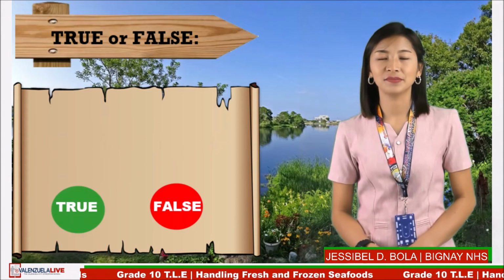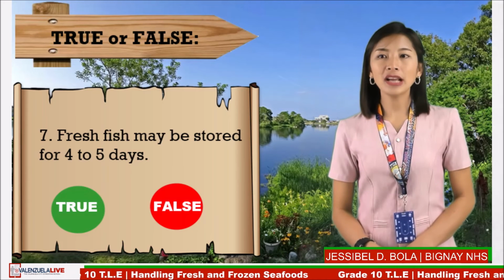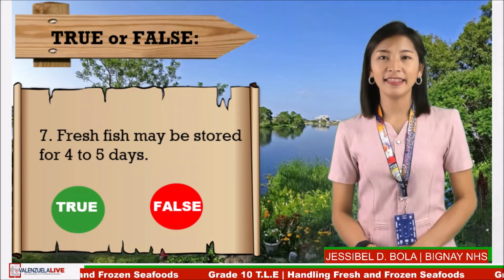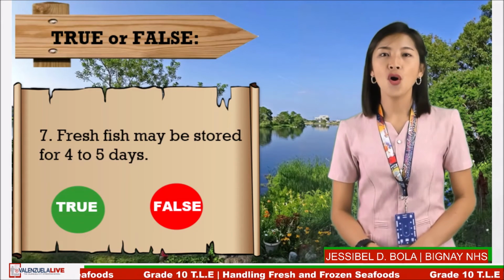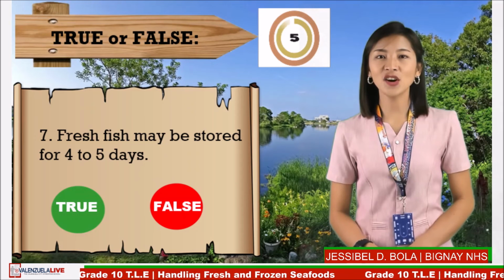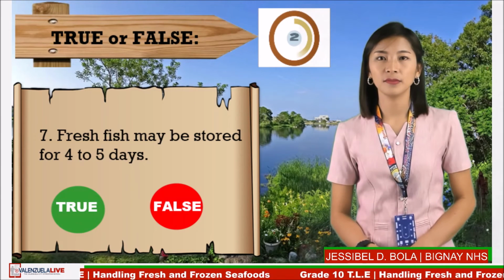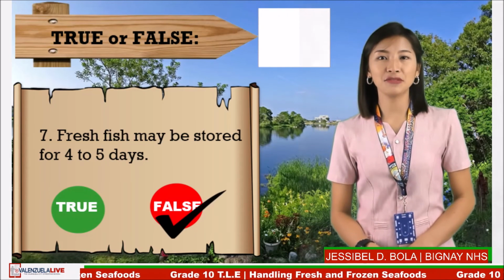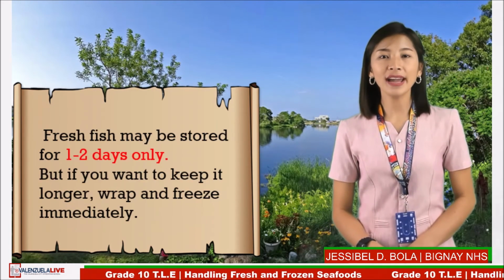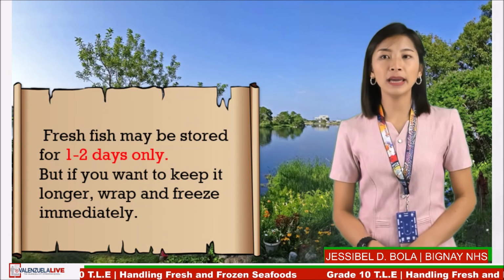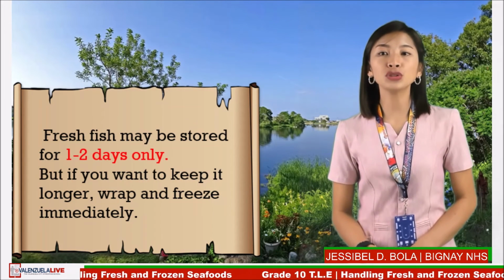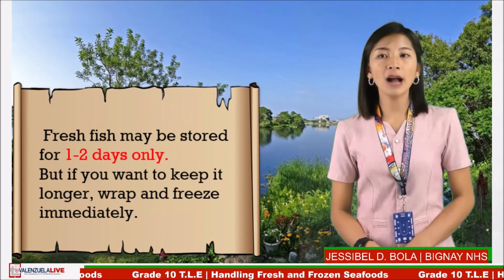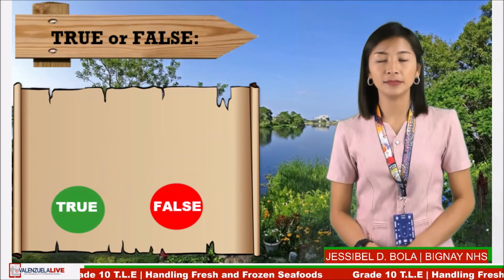Number 7. Fresh fish may be stored for 4 to 5 days. Is it true or false? 5 seconds starts. If your answer is false, then you are correct because fresh fish may be stored for 1 to 2 days only. But if you want to keep it longer, wrap and freeze immediately.